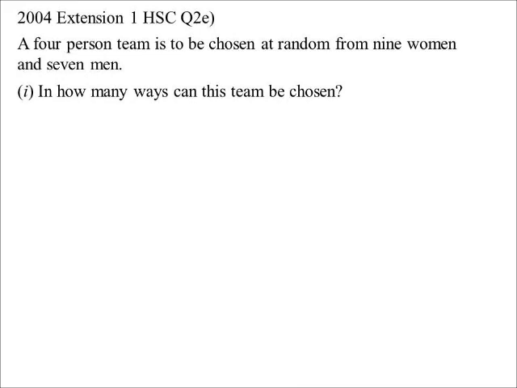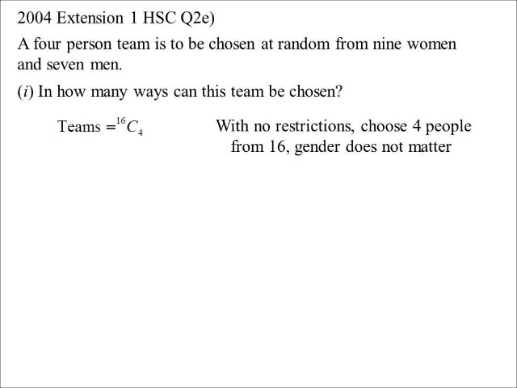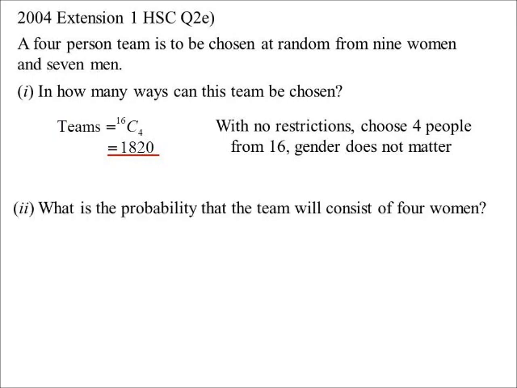2004 HSC, we've got a 4-person team and we're going to choose from 9 women and 7 men. So similar sort of thing as that committee question. How many ways can we choose the team? Well, there's 16 people all up. We're going to choose 4 people. So 1,820. Part 2 of that question was, what's the probability then that the team will consist of 4 women?